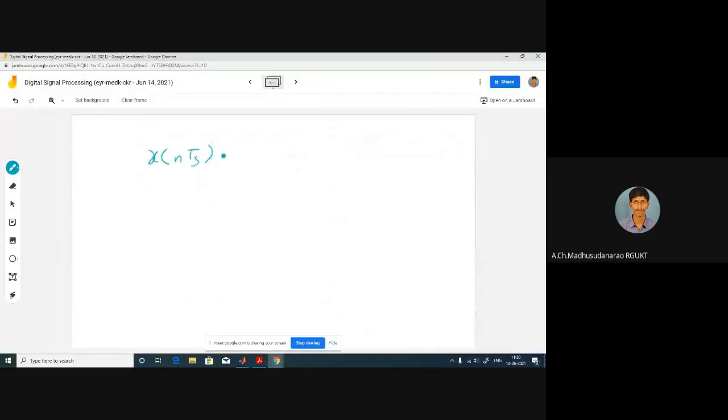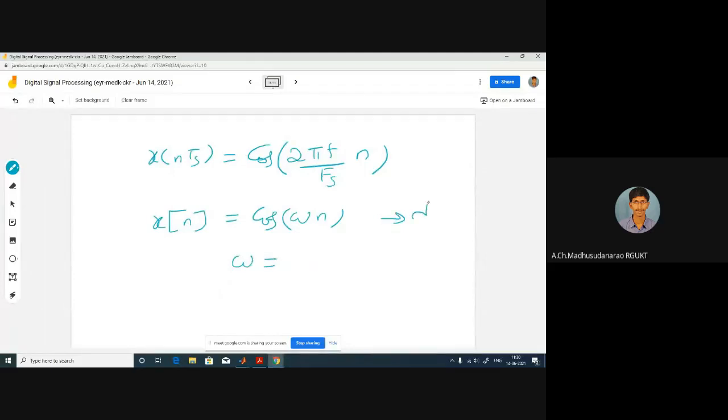X of nTs equals cos 2 pi f into n. Up to this we had done. Now I'll try to go one step ahead and write it like this. Then what is omega in this? It is called a digital signal or discrete time signal. After quantization it is called a digital signal. We'll discuss that later.